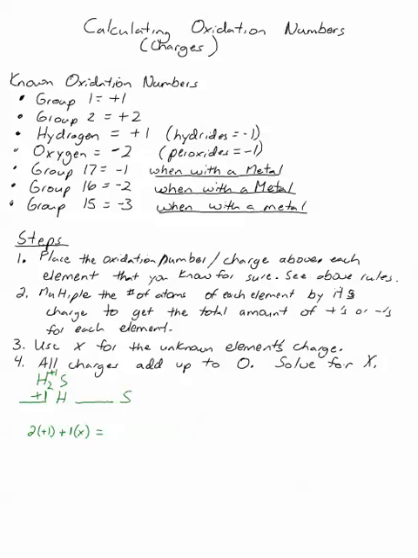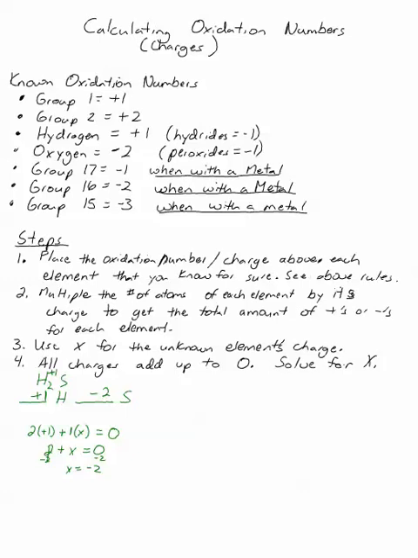And that adds up again, because there's no overall charge at the top when we began. It adds up to 0. So then I have 2 plus X is equal to 0. And so X is -2, so the charge of sulfur in this case is a -2.